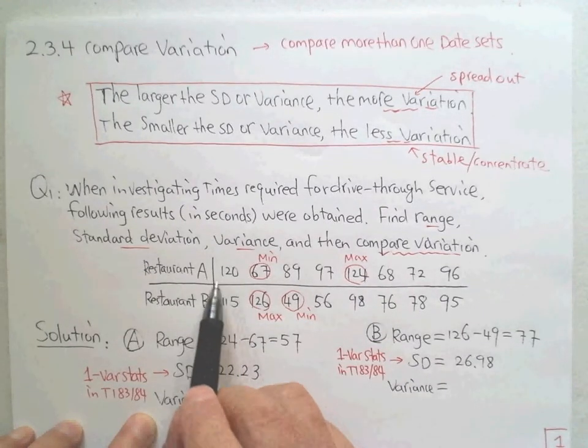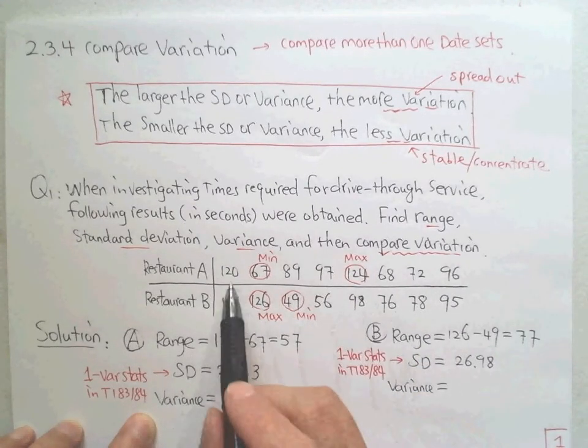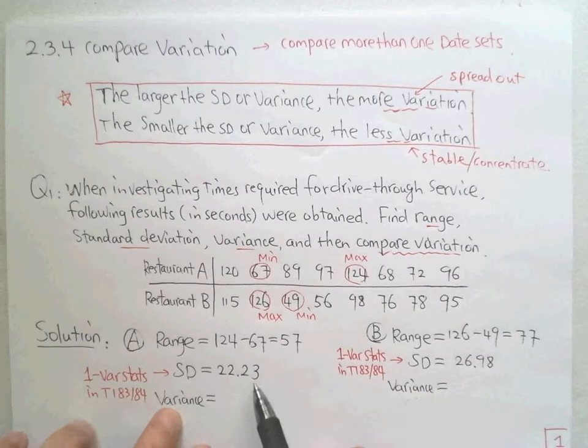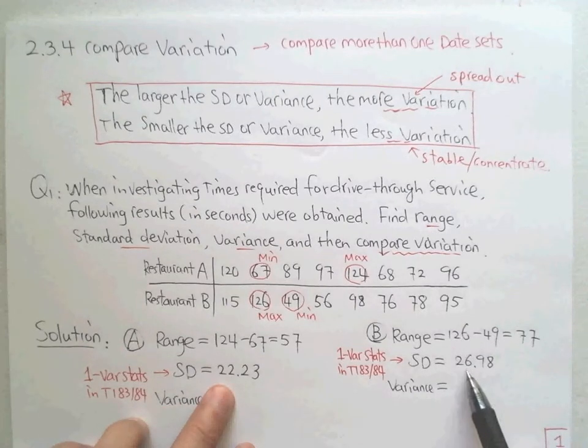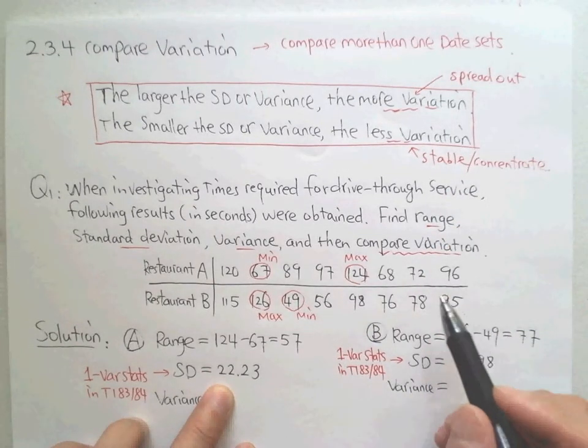Look at the standard deviation. Remember how to do it: one variable stats in the calculator. Okay, I skip this step. Input the data, one variable stats, and you will get the standard deviation. The same, the standard deviation for B is 26.98. See, this standard deviation for B is larger. Means what? More variation, right? From here we already see more variation for B.